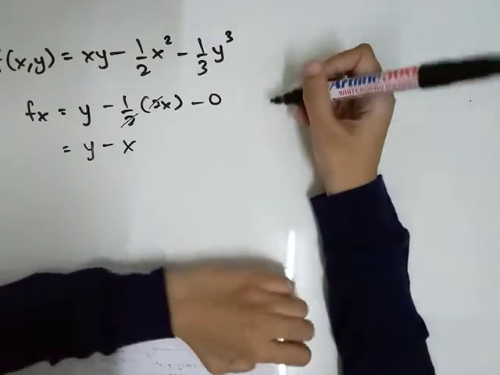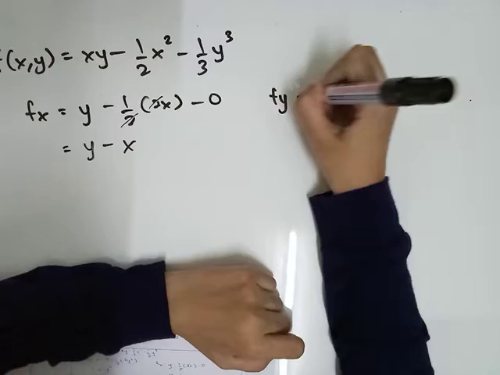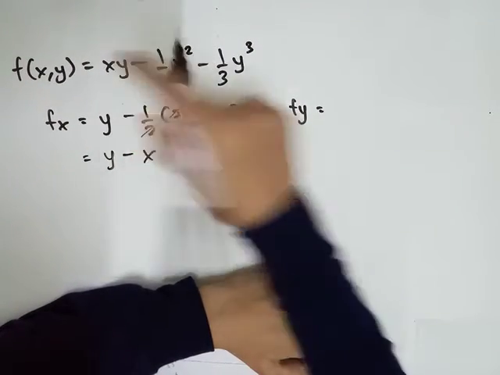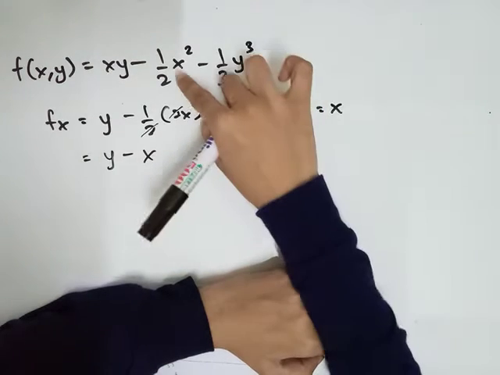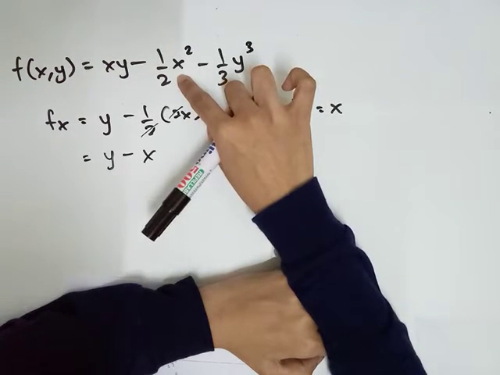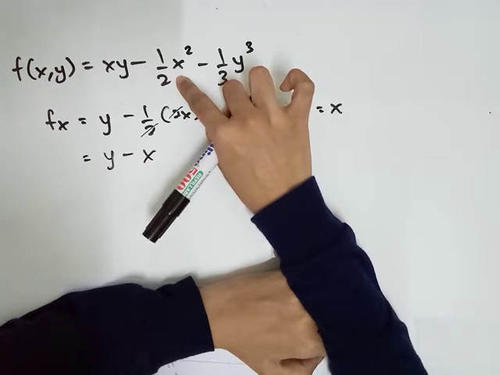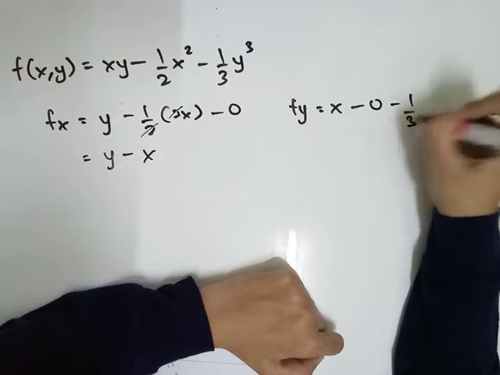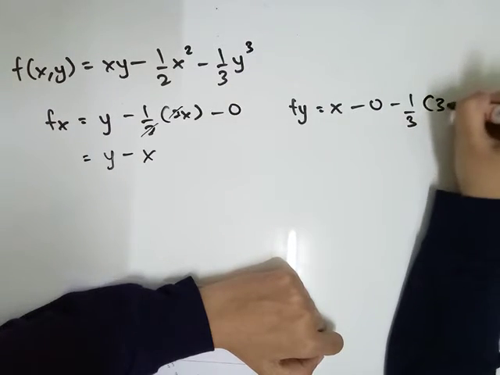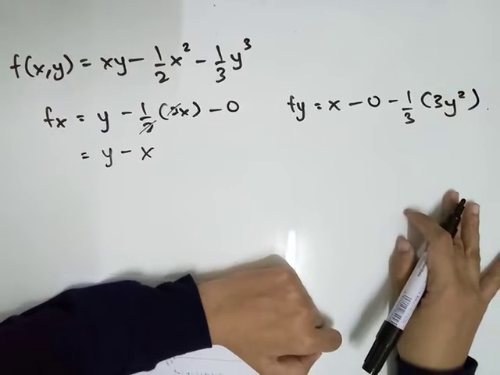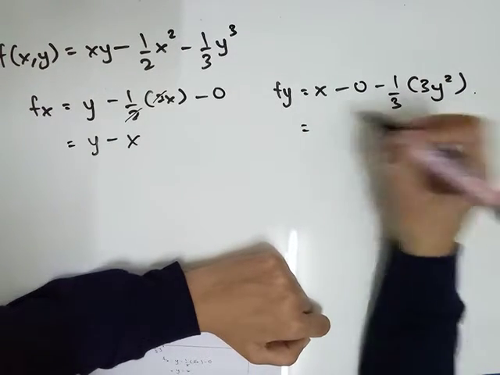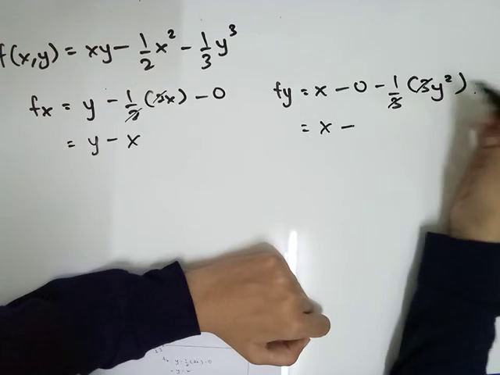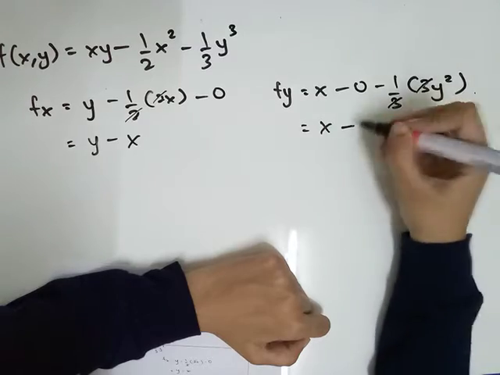For the first derivative with respect to y, fy. Differentiate y, we get 1, so 1 times x, we get x. This term doesn't have variable y, so we assume it is constant, and differentiating the constant we get 0. Negative 1 over 3 is a constant. Differentiate y cube, we get 3y square. Then minus, we can cancel out, 3 divided by 3 we get 1. So fy is x minus y square.